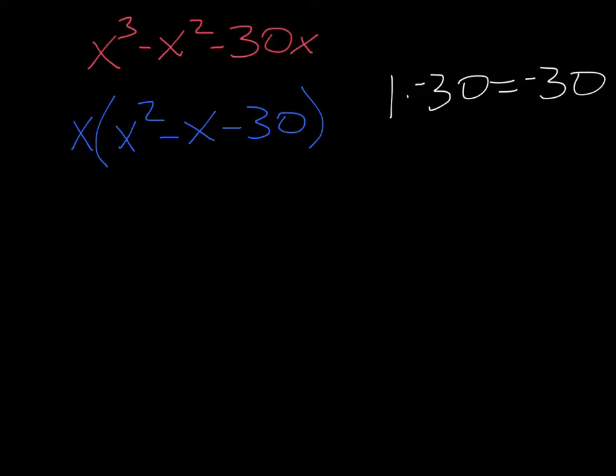So I'm just going to list out all of them. Maybe you already know which factors of negative 30 will combine to give us negative 1, but let's just roll through some of them.